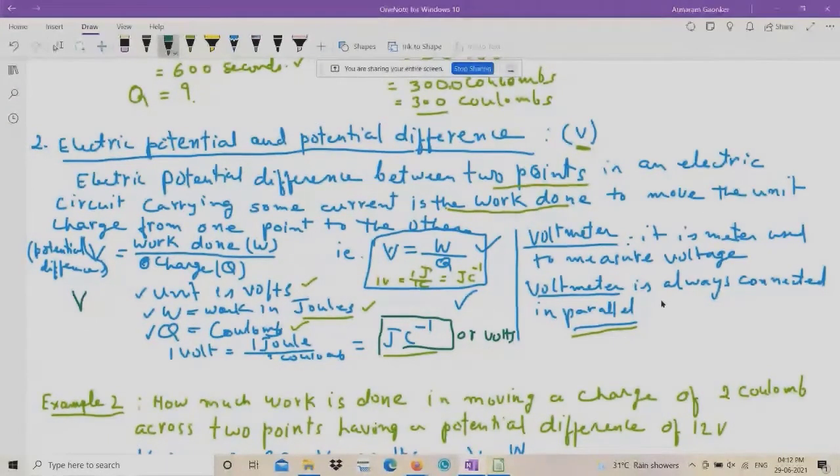And then one more last point. I have told you in the previous section about the ammeter. The ammeter is used to measure the current, and it is always connected in series. These are the 2 points you have to remember. Now you have to remember about the voltmeter. And the voltmeter is a meter used to measure the voltage.